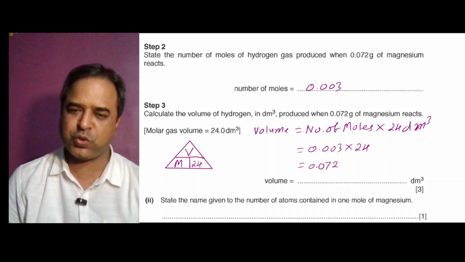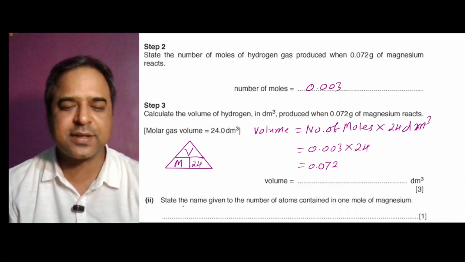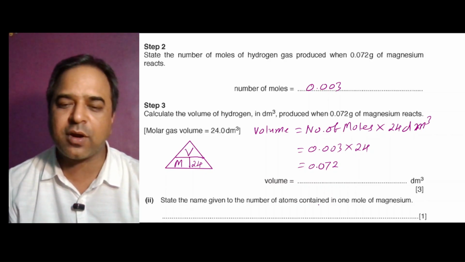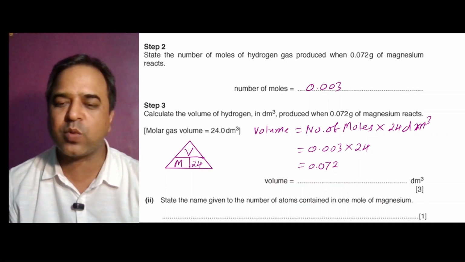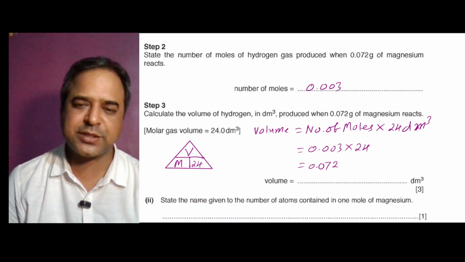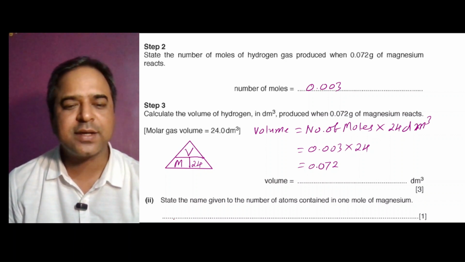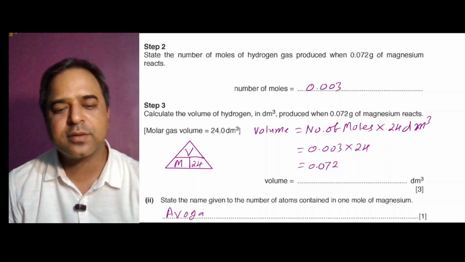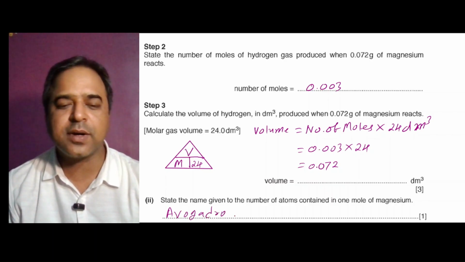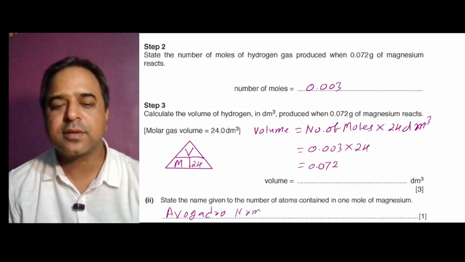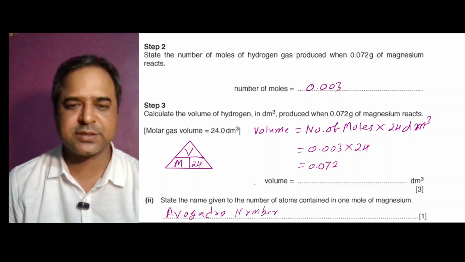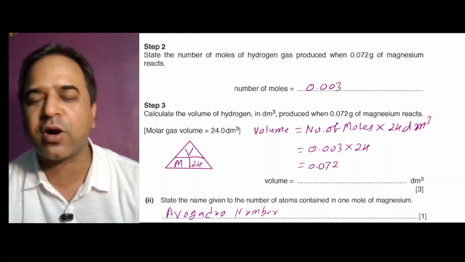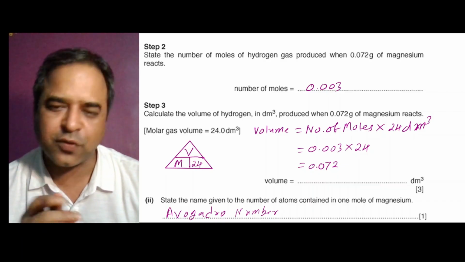So 0.072 dm cube. Next, they are asking to state the name given to the number of atoms contained in 1 mole of magnesium. For that, you know that you will write Avogadro number or constant. Okay. So this was the application of the mole concept to solve this numerical.